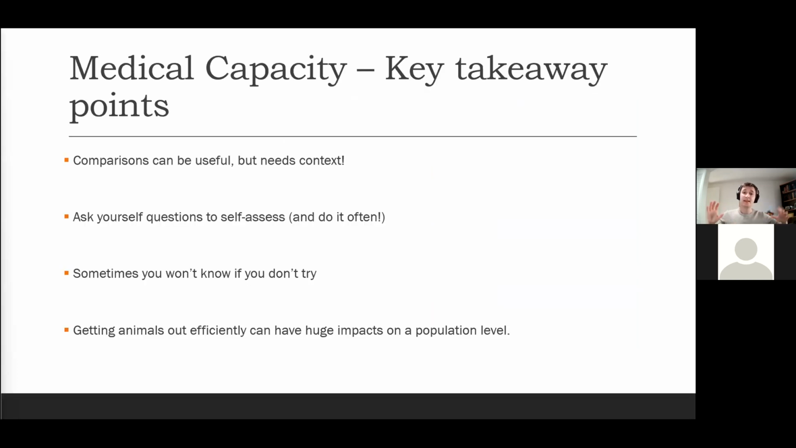Sorry. So key takeaway points for today. I know I'm nearing the end and I want to leave some time for questions. So comparisons can be useful, but they always need context. Ask yourself questions to self-assess and do it often. And sometimes you won't know if you don't try, and it's worth it to try and to say like, hey, we tried it, it wasn't great, or hey, we tried it, it worked out great. We can now maybe try to expand this into having more of these types of animals available for adoptions. And remembering that getting animals out efficiently can have huge impacts on a population level on top of individual level medicine.